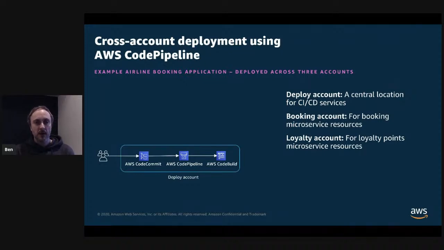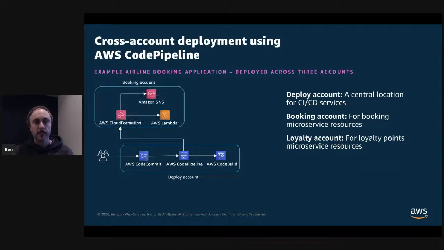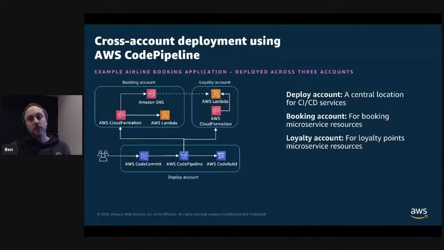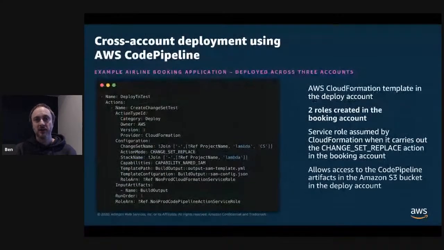And the booking pipeline that deploys your booking resources executes in this deploy account. And it deploys the booking Lambda functions and all the related resources into that booking account. And then the loyalty pipeline also executes in the deploy account, and it deploys all the loyalty resources into your loyalty account. And this is what that CloudFormation template might look like in the deploy account to allow it to deploy booking resources into the booking account.